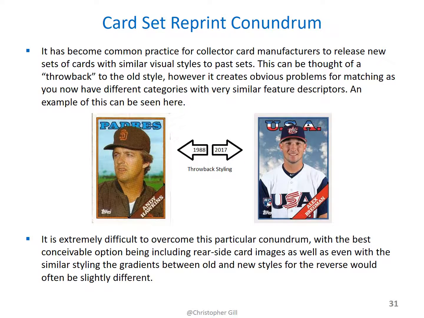On a similar note, there are also different sets which have very closely related visual styles. As we can see here, a set in 1988 is almost visually identical to a set produced in 2017. These are known as throwback styles or reprints in the industry and are responsible for a large amount of collector sentiment, but really make it that much more difficult for machine learning to distinguish which set has unique characteristics.